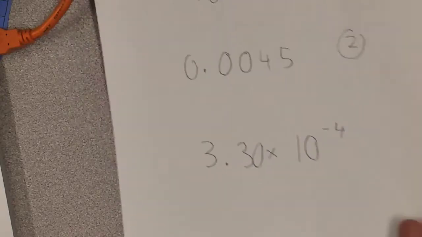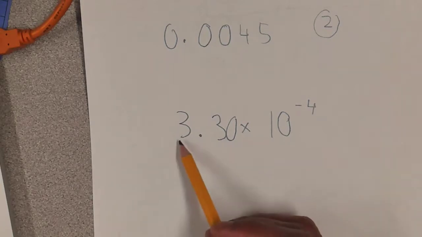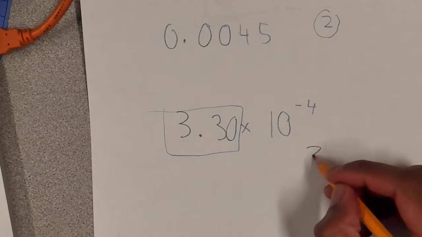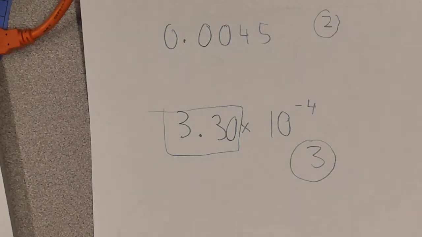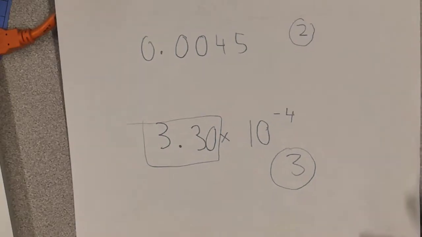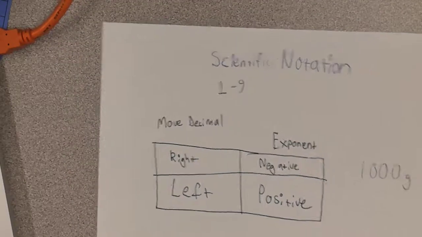Lastly, 33.0. Well, here's a little shortcut. Anytime a number is written in scientific notation, all the figures are significant every time. So 3 numbers. So that's a quick summary of how you find significant figures. Now we're going to take a look at scientific notation.